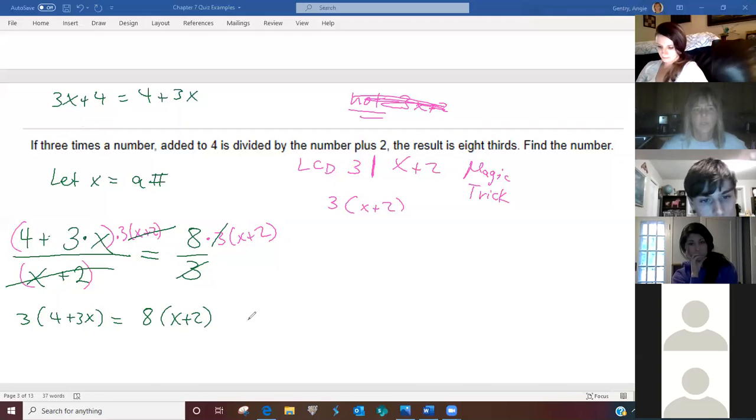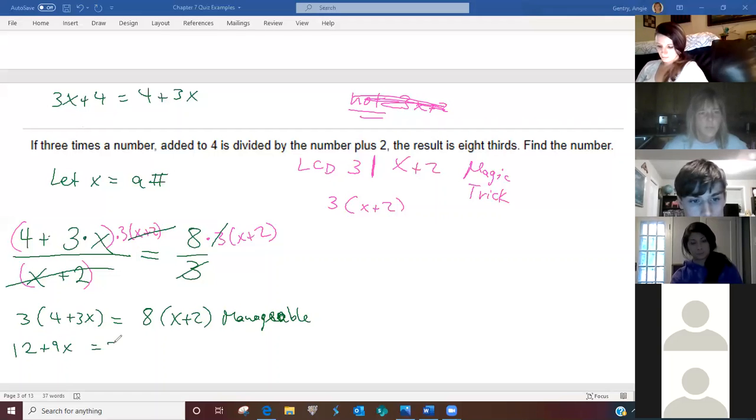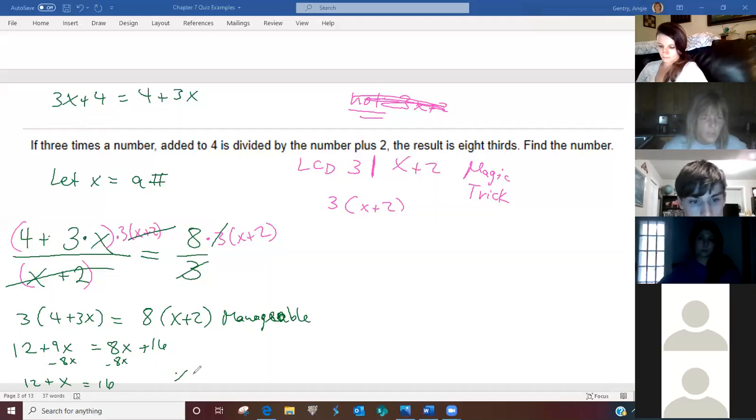And now you have something that is manageable. Manageable. My English, terrible. Okay. And then you FOIL, distribute: 12 plus 9x. Now I got to solve it. I got to see what the answer is. If it's some weird fraction, you make a mistake. Okay. So let's subtract 8x. So we're going to get 12 plus x equals 16, minus 12, minus 12. x is 4.